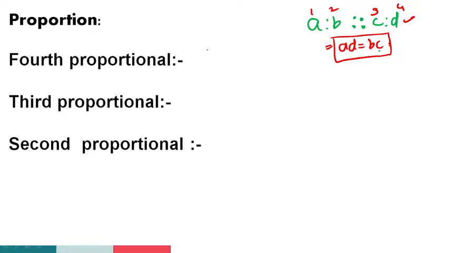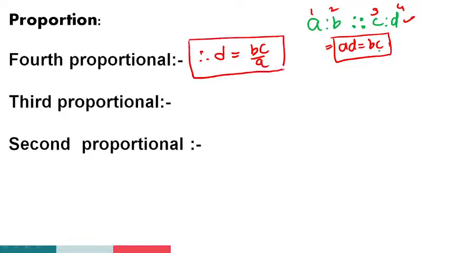AD is equal to BC. So we have to find out the D value. D is equal to BC by A. So this is the fourth proportion formula, guys.